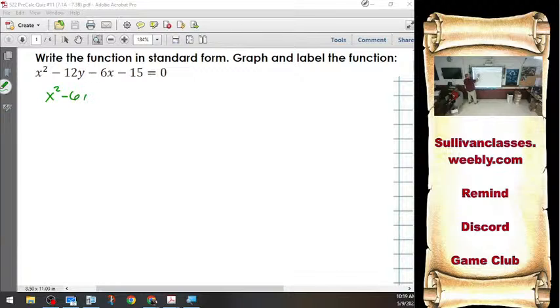X squared minus 6x, all the not x stuff to the other side. I complete the square. Half of negative 6 is negative 3. Negative 3 squared is 9. By this point, I think we're probably okay with complete the square. It turns out it wasn't that bad. And I add 9 to the other side as well.